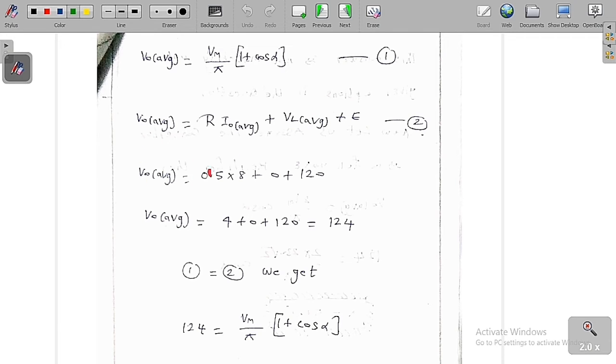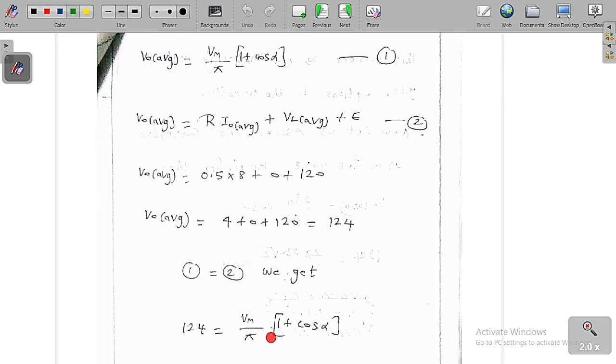So V0 average is equal to R value which is 0.5 into I0 average value which they have already given as 8, plus the average value of the voltage across the inductor which is 0, plus the E value which is equal to 120 volt. So if you solve this, V0 average is equal to 4 plus 0 plus 120 is equal to 124. Both these equations are always equal, so you have to equate these two equations, because V0 average is equal to this value. So 1 is equal to 2. In place of V0 average, I am going to keep here 124.